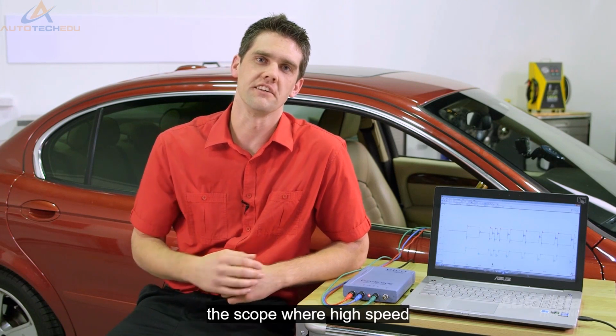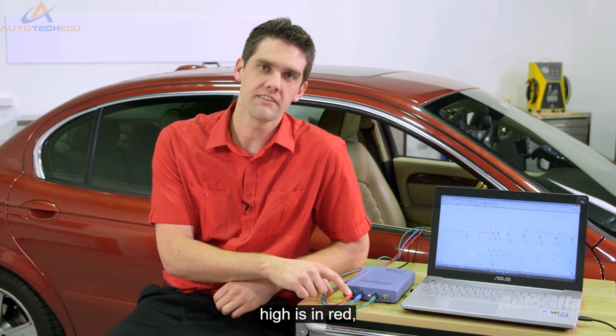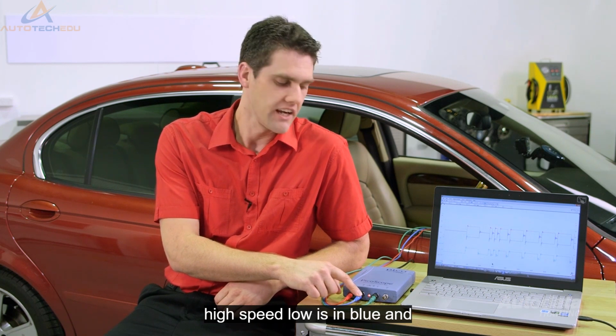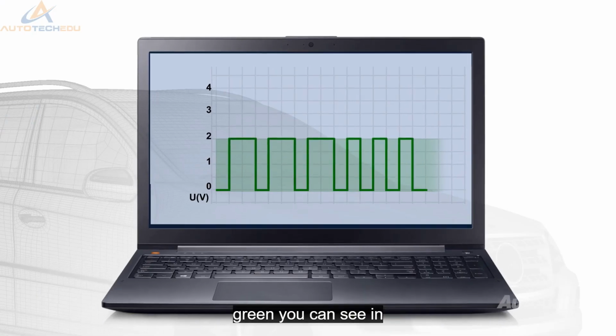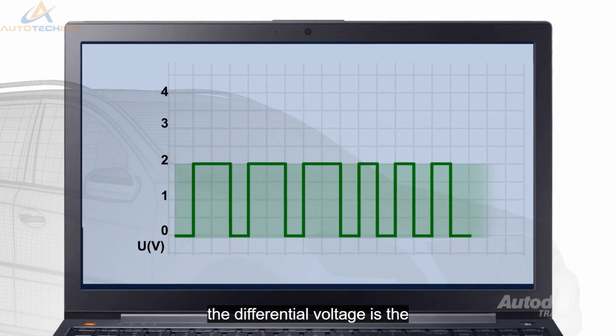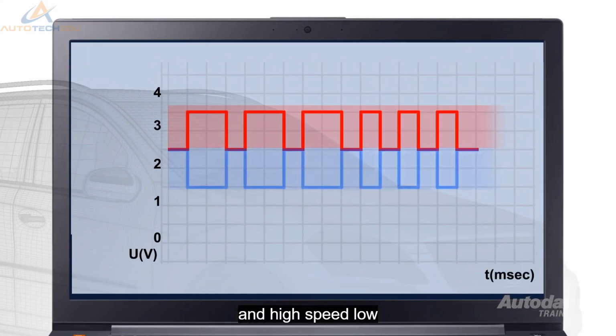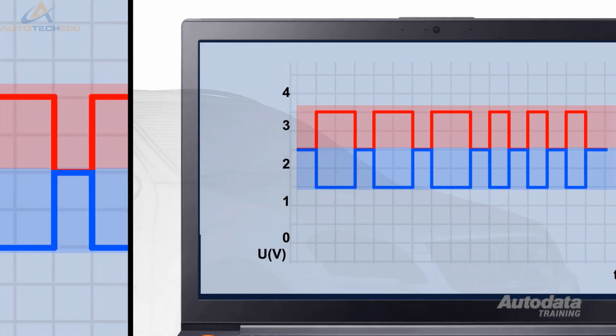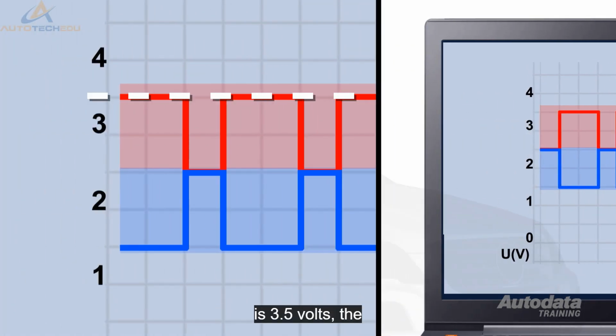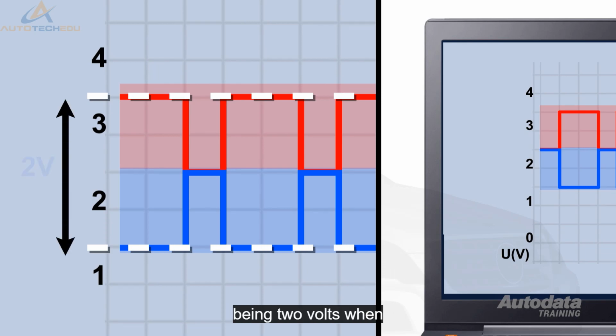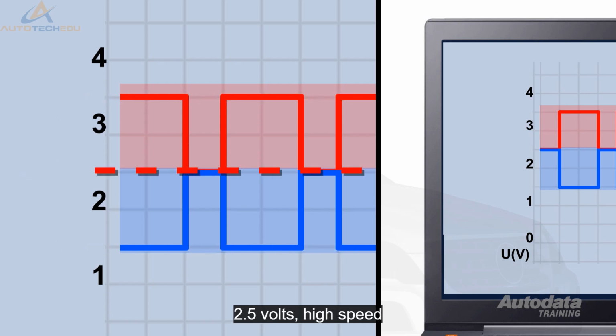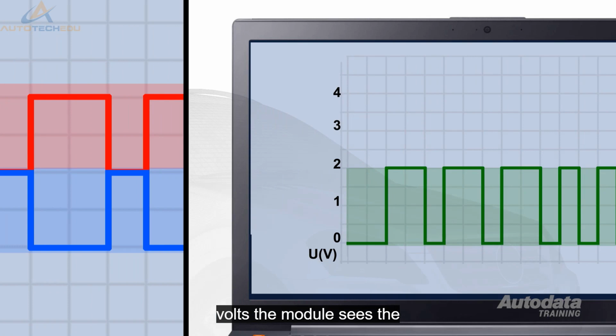We're using 3 channels on the oscilloscope, where high-speed high is in red, high-speed low is in blue, and the differential voltage is in green. You can see in the diagram the differential voltage is the difference between high-speed high and high-speed low. When the high-speed high is 3.5 volts, the high-speed low will be 1.5 volts, the difference being 2 volts. When the high-speed high is 2.5 volts, high-speed low will also be 2.5 volts. The difference is 0 volts. The module sees the message as 0 and 2 volts.